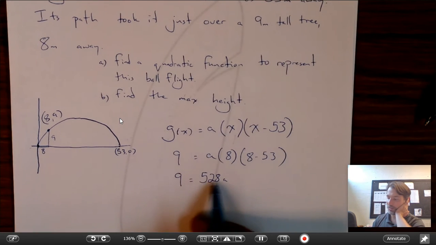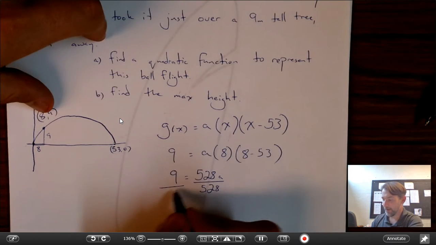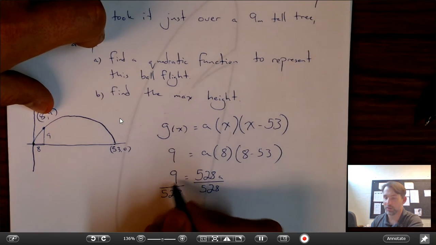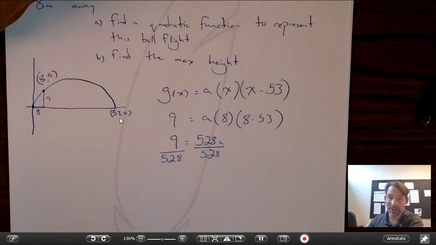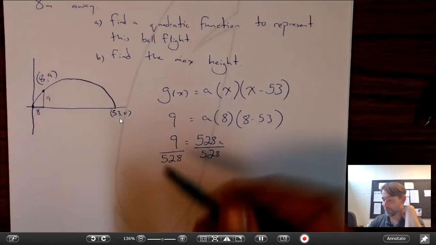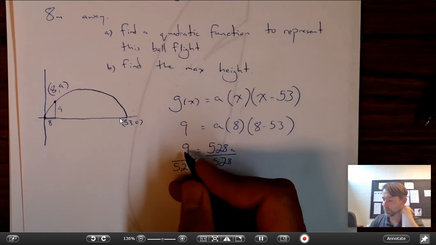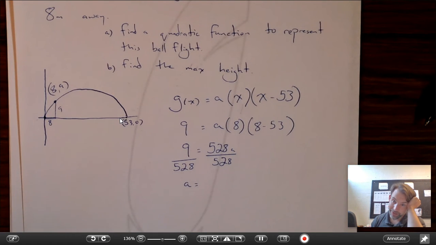528a, and that is divisible by 3. So when I do this, divide both sides by 528, I can cancel out at least a factor. I can cancel out a factor 3, but not the whole 9. It's not divisible by 9. It's divisible by 3, though. So what is 528 divided by 3? I want to reduce this fraction, express it in simplest terms. So a is equal to 3 over 528 divided by 3.